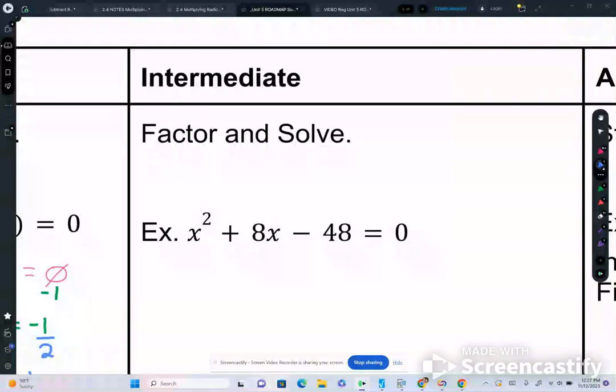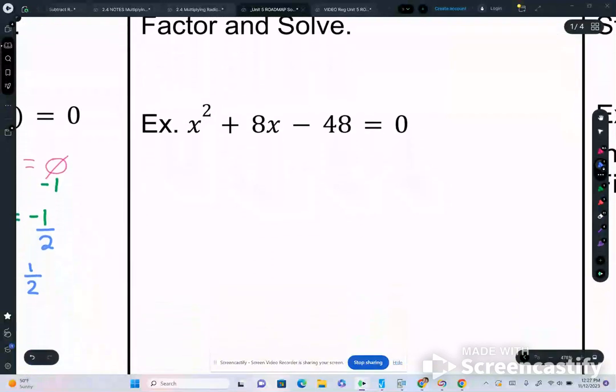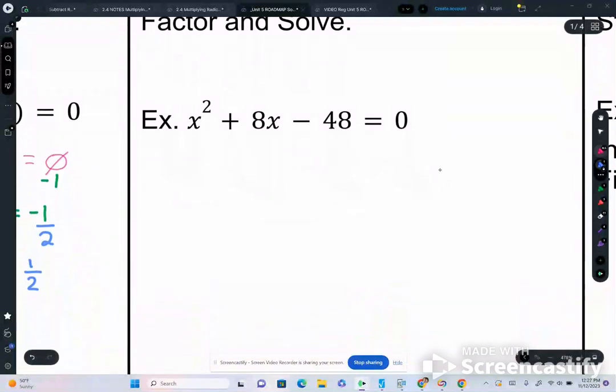All right, so for our intermediate level, we're going to be given our quadratic set equal to 0, and we need to solve. So just like the last unit, our first step is we're going to multiply a times c, which is our negative 48, and we're trying to find our factors of 48 that give us 8.